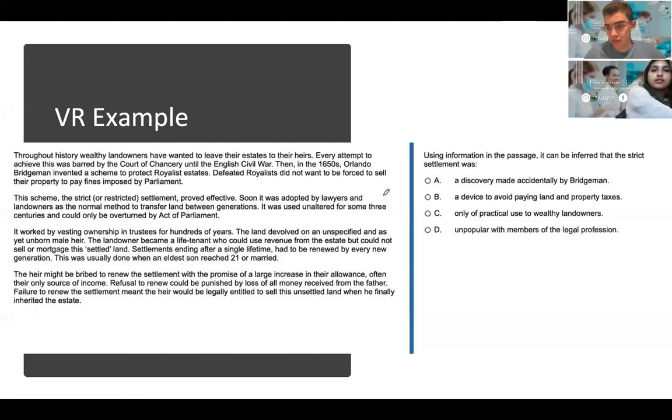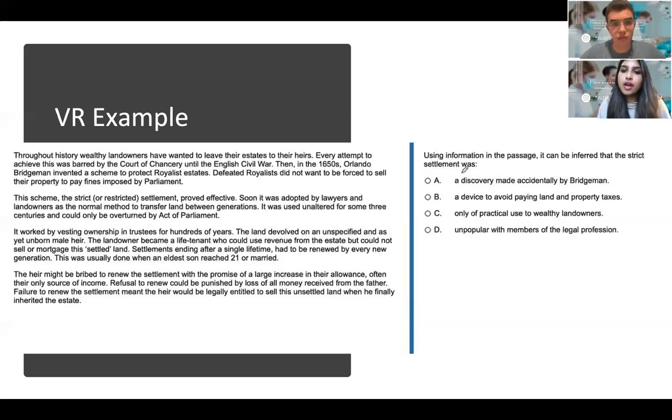Okay, so we're just going to go through this first question. As we said, one of our key tips is to read the question first. So the question says, using information in the passage, it can be inferred that the strict settlement was. So this is a deduced kind of question. What is the statement, what is the paragraph inferring?